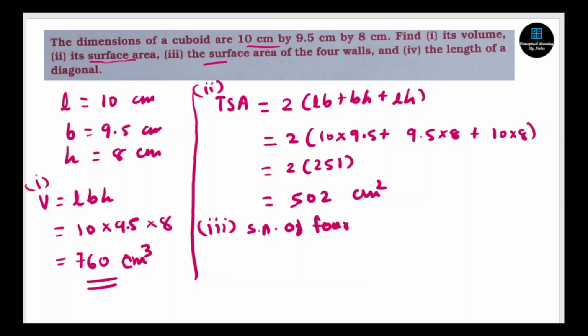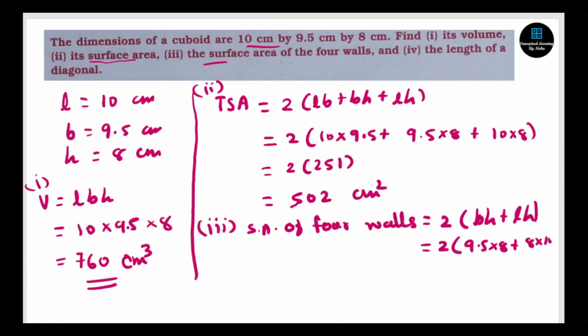Use the terms which are given in the question, which is equals to 2 times. Now I have to exclude L into B. So BH plus LH. And now when I substitute the values, 9.5 times 8 plus 8 times 10. Okay, and when we simplify this, what do we get? 312 centimeter square, right? So we got the third answer as well.